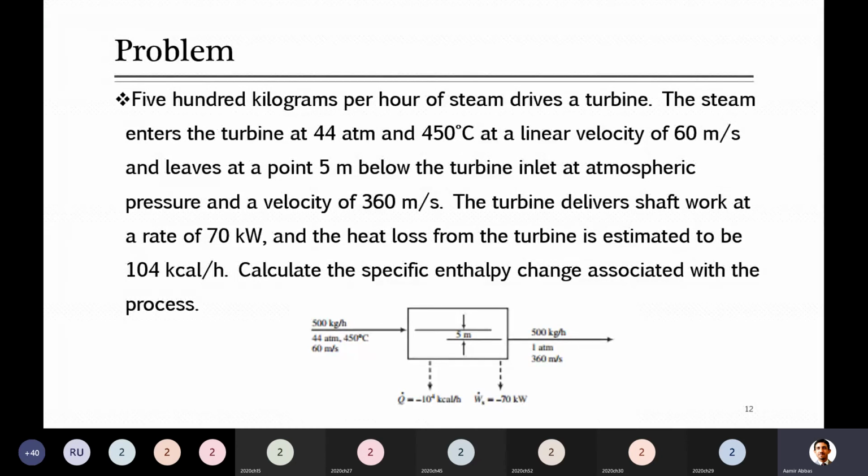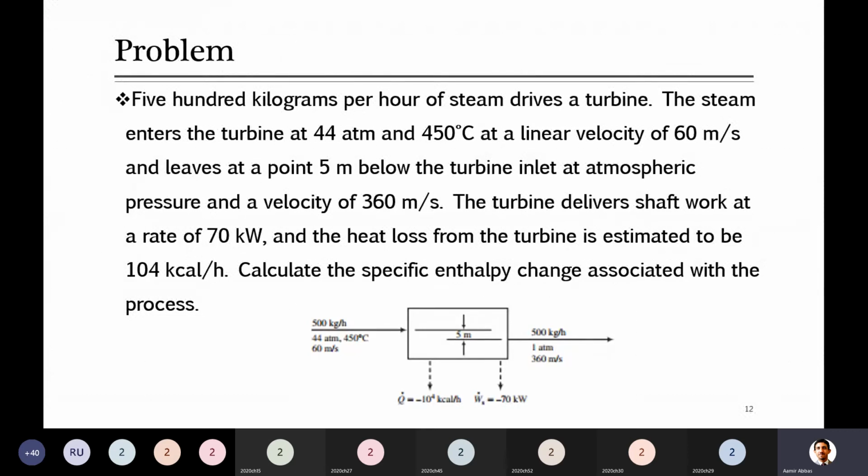I think you will be aware that there are power plants in which turbines are used, and those turbines are connected to the generator by which electricity is generated. So in power plants, steam is used to run the turbines, to move the turbines. So here it is mentioned that 500 kilogram per hour of steam drives the turbine. It means there is some equipment which we call a turbine, and 500 kilogram per hour of steam enters the turbine.